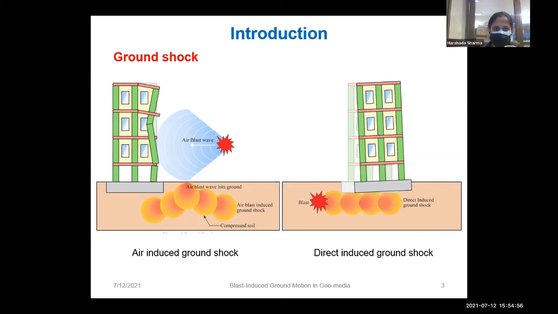So as in the figure we can see, if the blast is above the ground, the shock which is generated due to this air blast is termed as air blast induced ground shock. Whereas when the blast occurs beneath the ground, the shock which is generated beneath the ground is called direct induced ground shock. When the stress pulse is developed due to these ground shocks and this stress wave or shock wave propagates in the medium, the medium properties affect the attenuation of the peak particle velocity or the acceleration which is generated due to this shock.